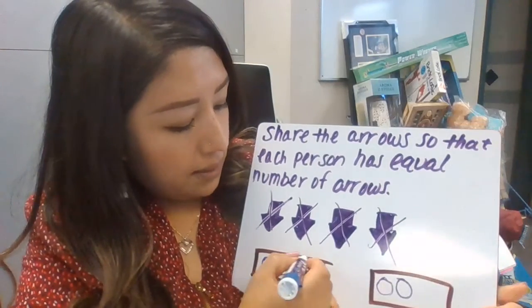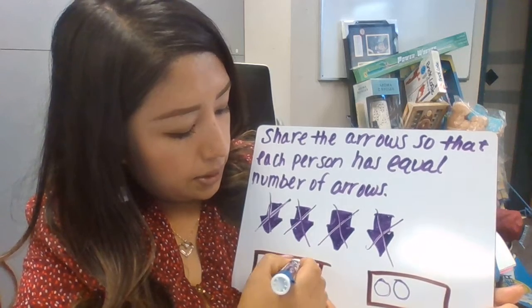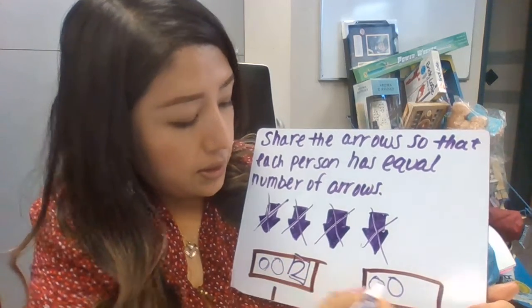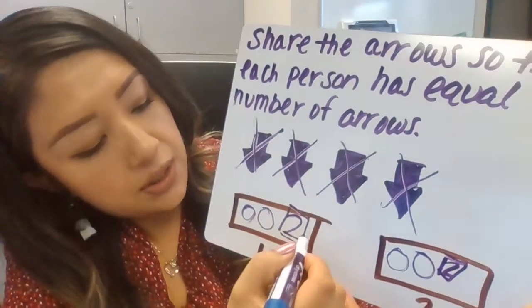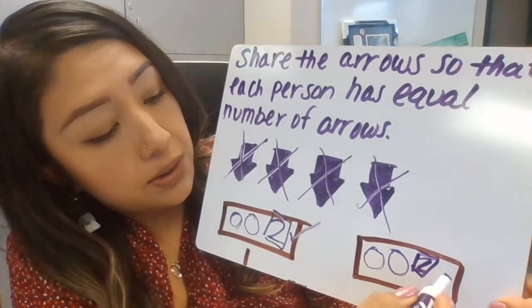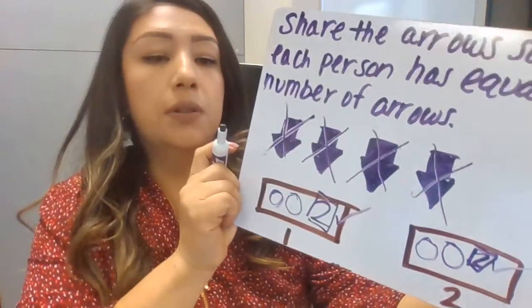So I'm going to write out the number 2 in here. I'm going to put a square around it. I'm going to write the number 2 in here. And does it match? Yes, the first person has 2 arrows, the second person has 2 arrows. Okay.